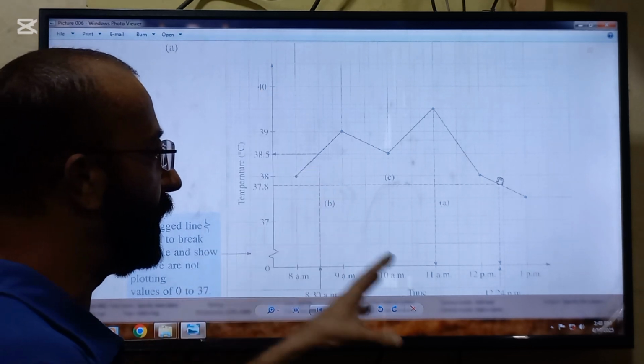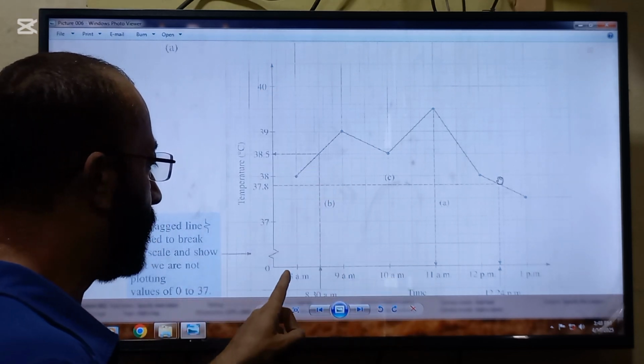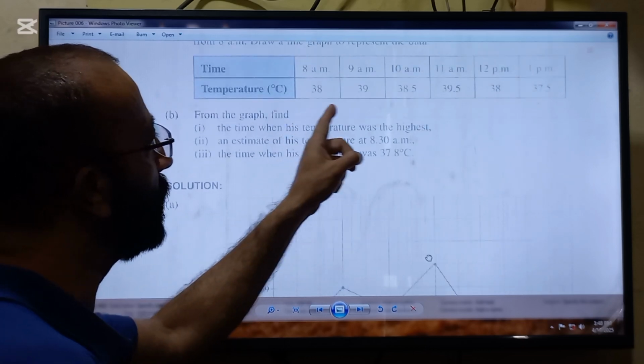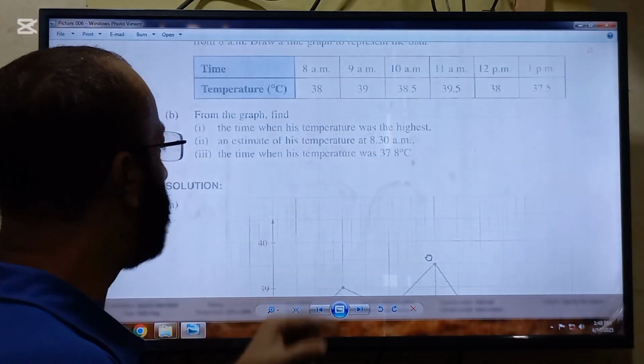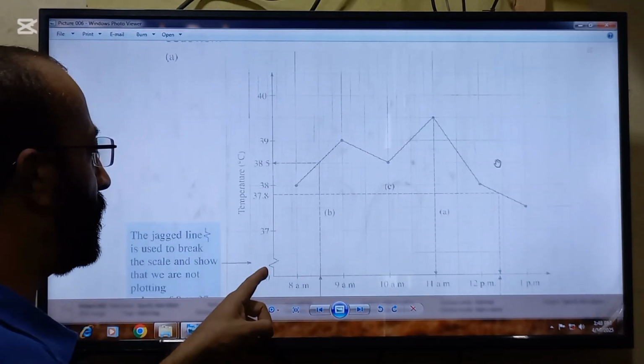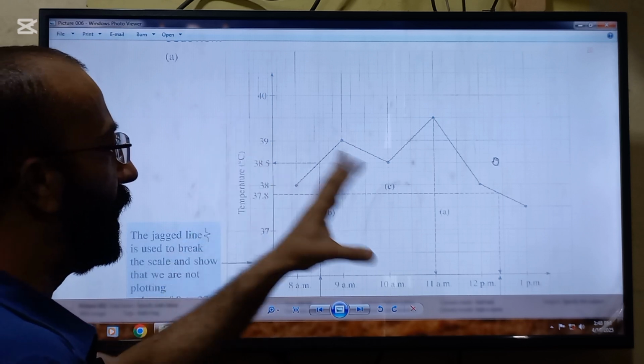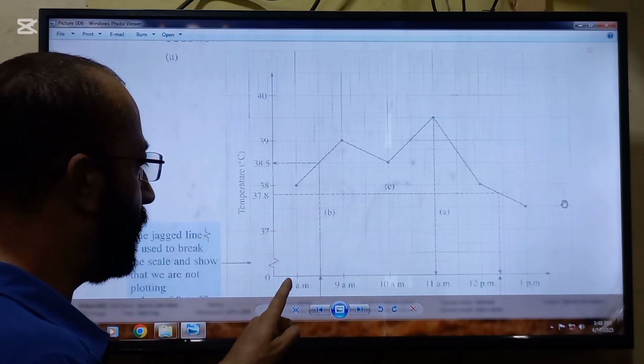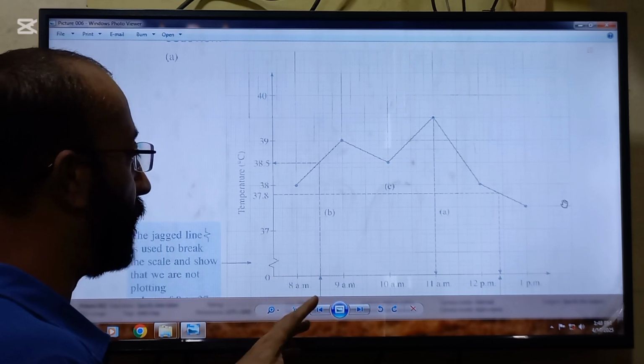This is the mistake in this graph. Draw a zigzag line over here like this, because temperatures are also starting from 37, which is also far from zero. Here no zigzag line is given in the graph, so draw the zigzag line over here.